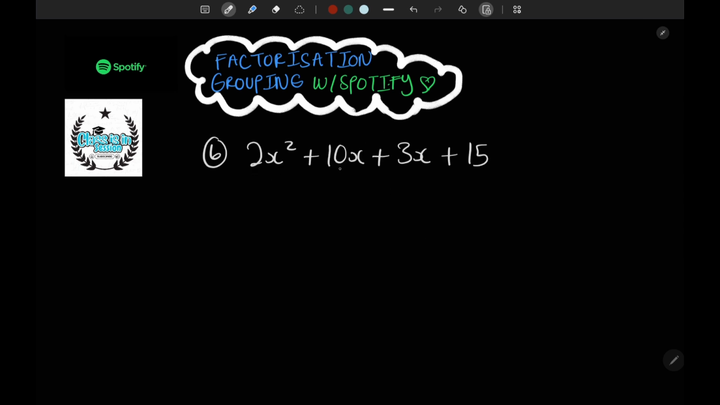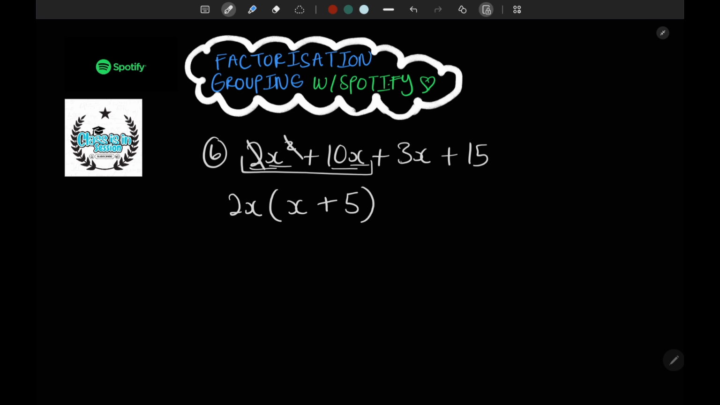Now let's move to the sixth example. Let's do 2x squared plus 10x plus 3x plus 15. What's the first step? Factorize the first two terms. You have 2, 10, x, and x. What's the highest common factor? 2x. Open a bracket. 2 divided by 2, 1. We have x squared. Take out 1, you're left with x. Plus 10 divided by 2 is 5.